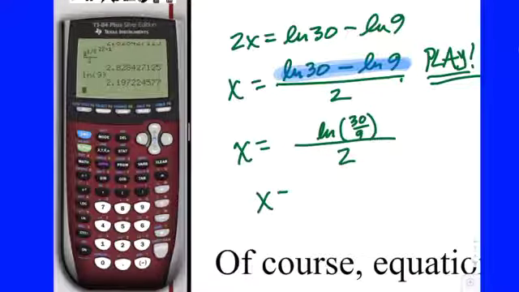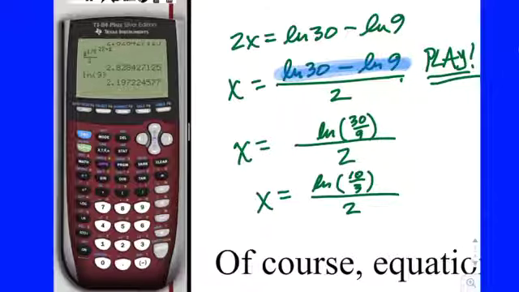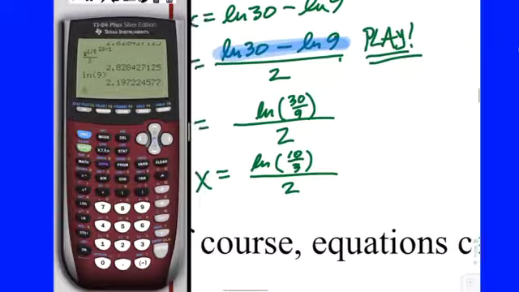Now, if I did that, is that a nice integer? 30 divided by 9? No, it's not. But does it simplify? Yeah, they have a common factor of 3, so I can call that 10/3 all over 2. Does that look better than the original version? I don't know. It looks like a complex fraction.